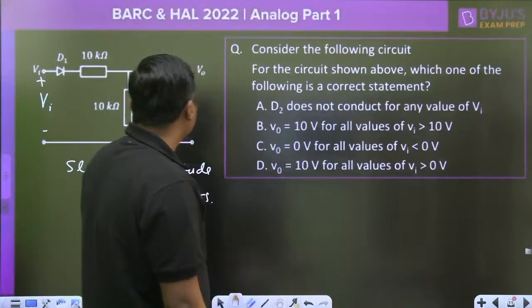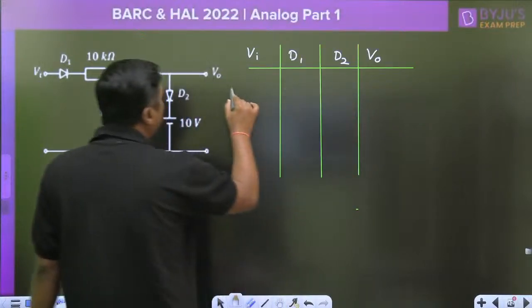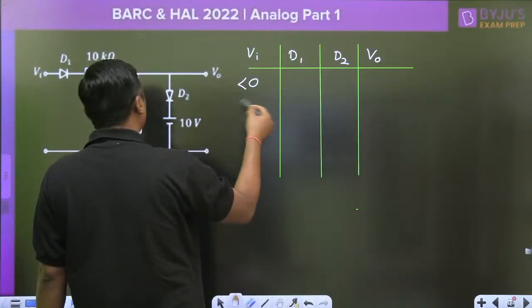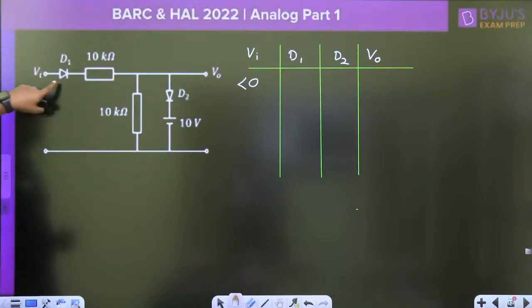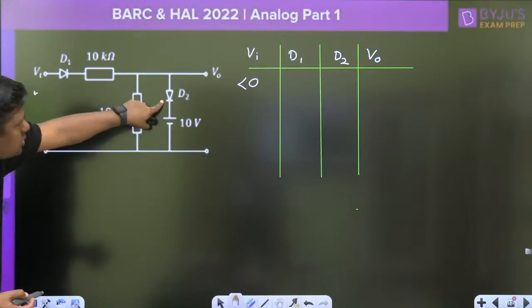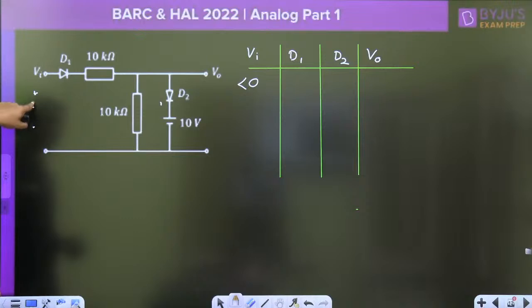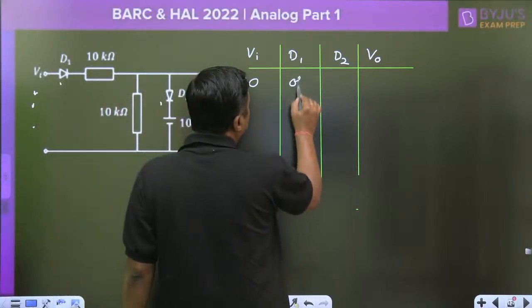Right. Tell me, VI, because it is less than 0, then you can put the value, let it is less than 0, negative value. You can choose any negative value. Watch this diode. If we are putting the negative value, here it is a 10 volt. The 10 volt will make this diode reverse bias, and this negative value will make this diode D1 reverse bias. Both are off. Initially both are off.